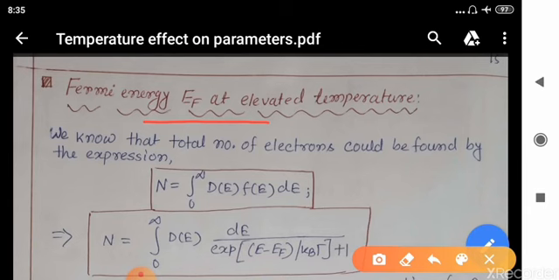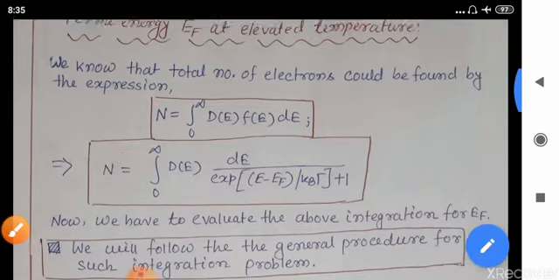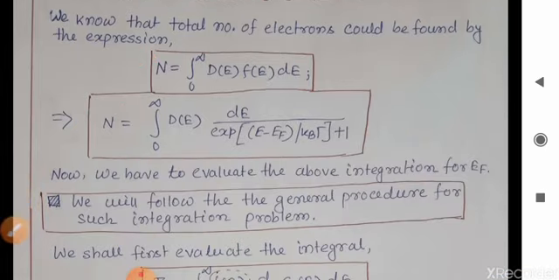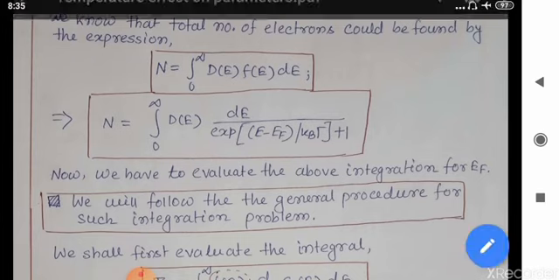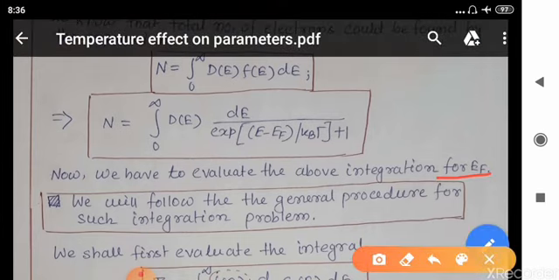We know that the total number of electrons can be found by the expression n equal to integral from 0 to infinity of dE F(E) g(E). And if we write the explicit form of F(E), then n becomes integral from 0 to infinity of dE times 1 by exponential of (E minus EF) by kBT plus 1, times g(E). So now we have to evaluate the above integration for EF, because we want to find the Fermi energy level at an elevated temperature.